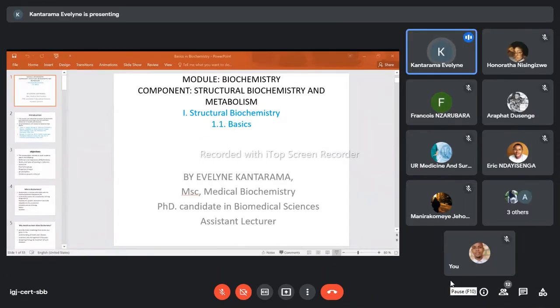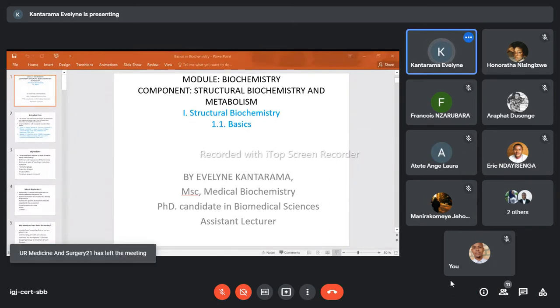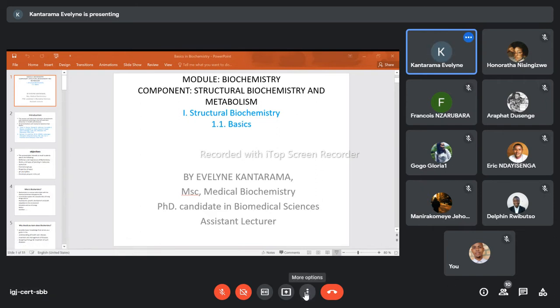This is the module of biochemistry. Actually, it has two components. There's a component of cell and molecular biology, and this is structural biochemistry and metabolism. For today, we are going to start with cell chemistry.